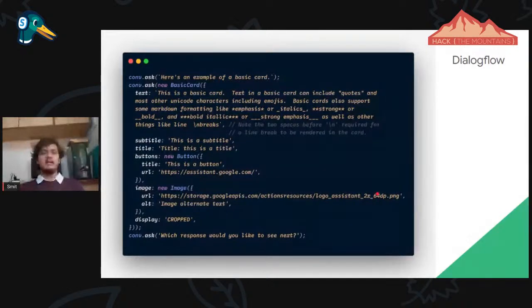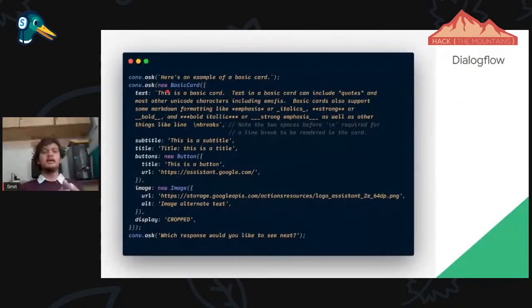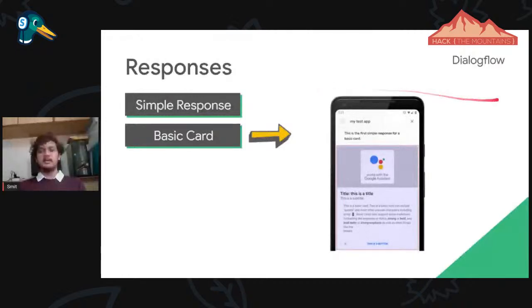And now this is the example of a basic card, like how you can code. You can add the card using Dialogflow, but here it's using the Actions SDK, where you use conversation.ask. Here is the example of a basic card. So it will display a card something like this. Yeah, this is the basic card.